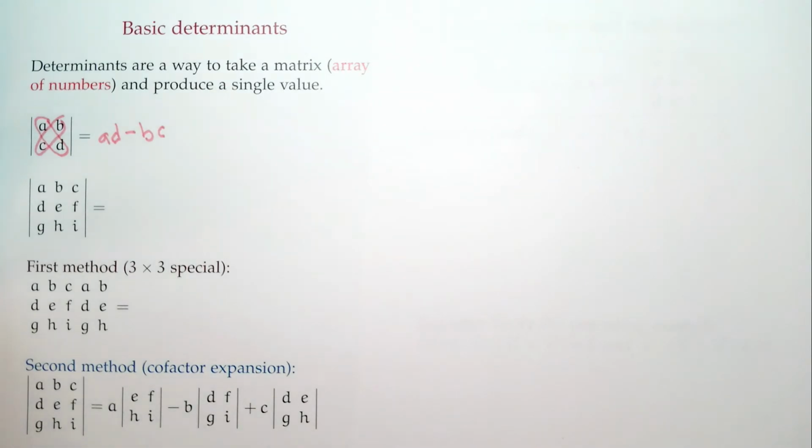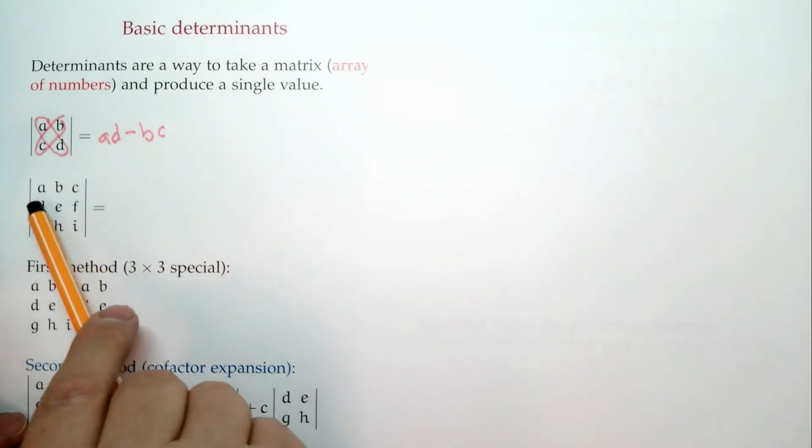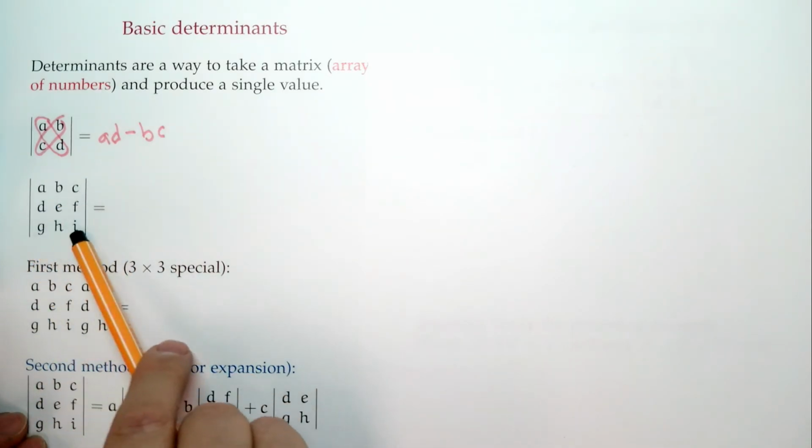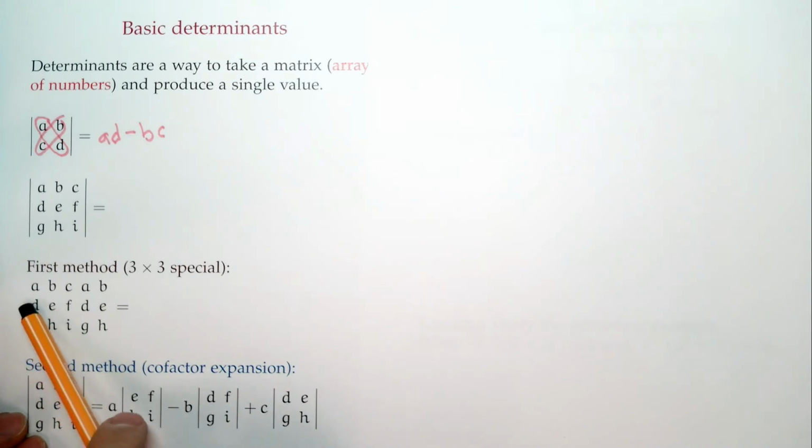Okay, well what if we have not a 2 by 2, but a 3 by 3? There are two ways to do this. One of them works really well, but just for dimension 3, so don't do this in higher dimensions. Suppose you have this array of numbers, A, B, C, D, E, F, G, H, I. Start by copying it down.